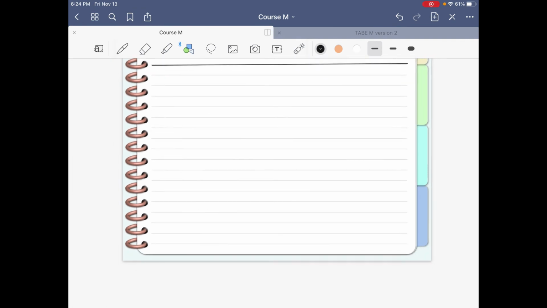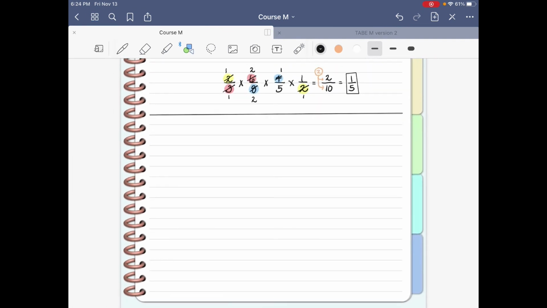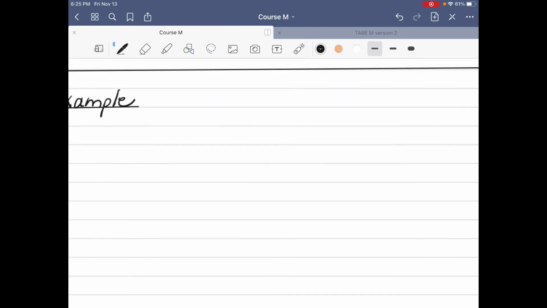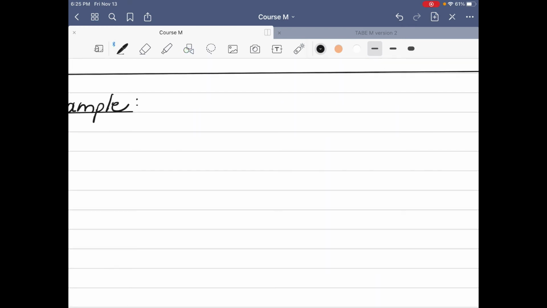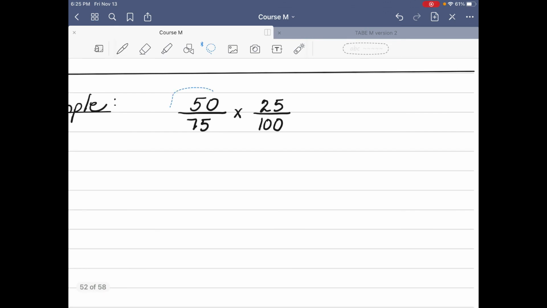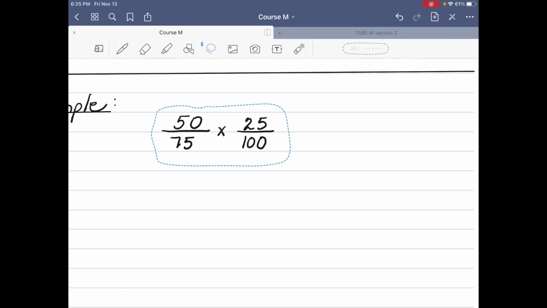Okay, here is one more, and we'll do calculator steps for this one as well. I'll work it both ways, and then we'll do the calculator. So let's do 50 over 75 times 25 over 100. These numbers are huge, and I did that on purpose.